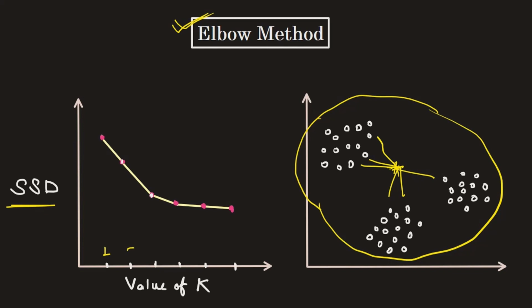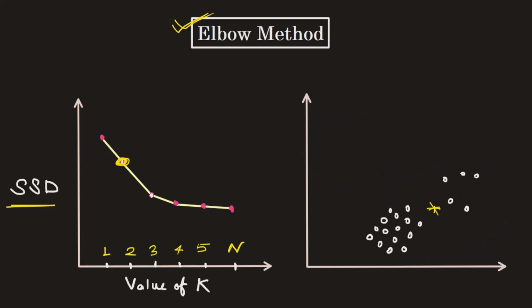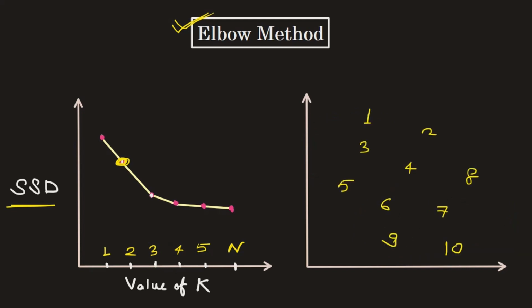Then we consider the value of k as 2, which means we are assigning 2 clusters to this entire data set, let's say something like this. We repeat the same process of calculating the distance from the respective centroid and then squaring it up. Again, that value will be plotted at this point. We repeat this process for the value of k as 3, 4, 5, up to n. Let's imagine that we have only 10 data points within this data set. When I say that we will try with the value of k up to n, it means the number of data points we have within the data set.